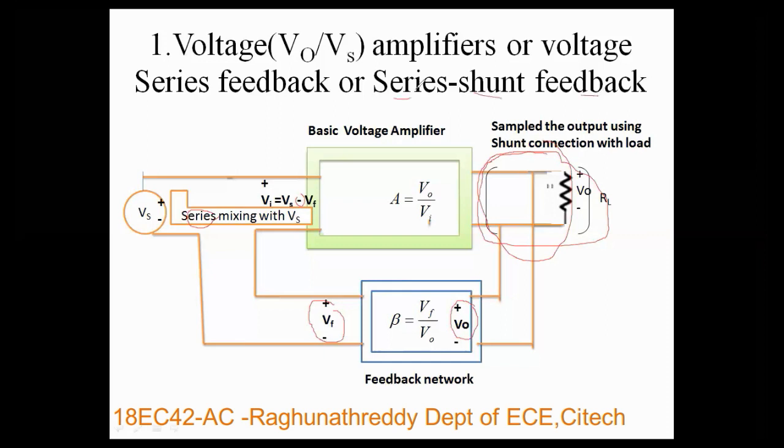This series indicates input side mixing, the shunt indicates output side sampling, hence it is called series shunt feedback topology. Let us move to the next one.